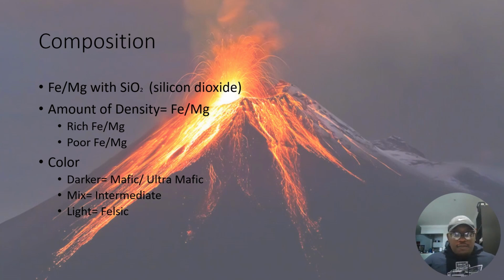Now, felsic, intermediate, mafic, ultramafic, they do have numbers with them. I don't remember those numbers specifically, but I do know that the lowest content of iron magnesium is felsic, while the highest content is mafic to ultramafic.